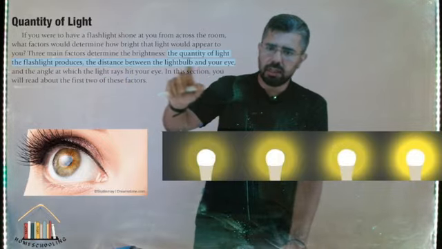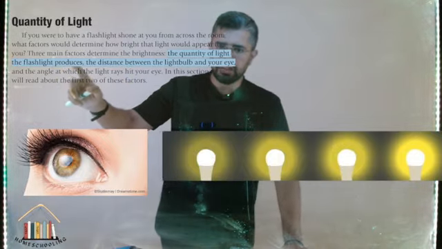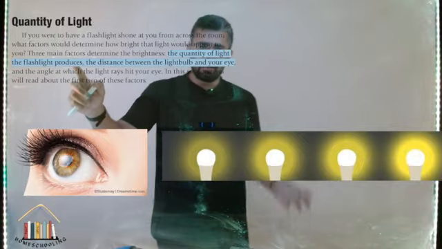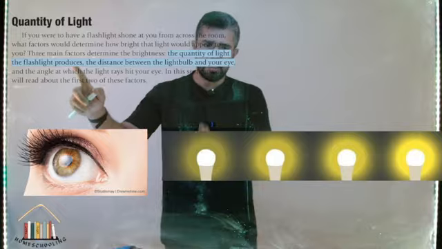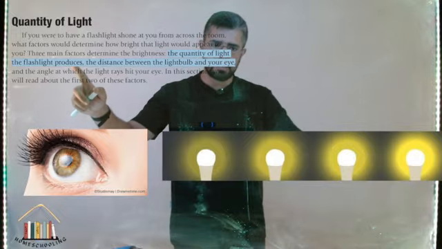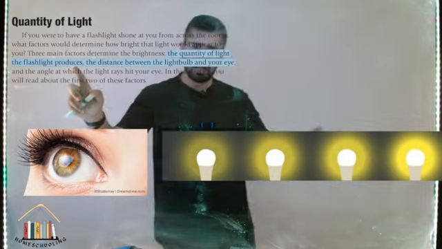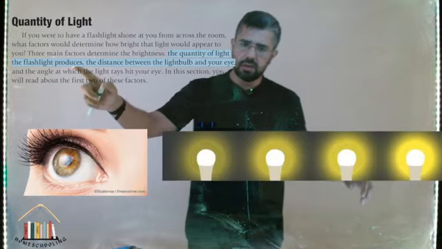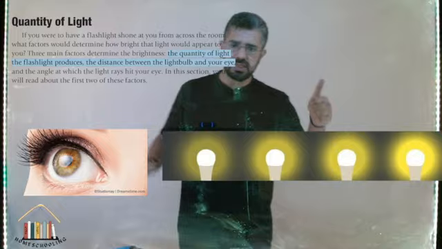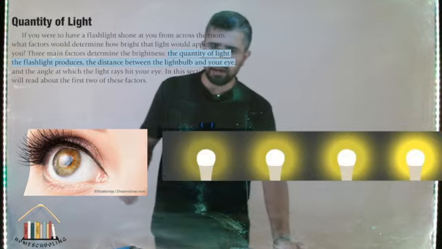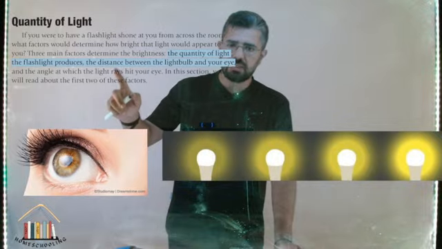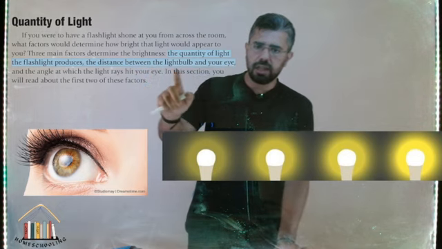We have the quality of light that the flashlight produces. If it's weak, as in this picture, or strong, as in this picture, this is the quality of light or the brightness. This is the first factor. The second factor is the distance between the light bulb and your eyes.